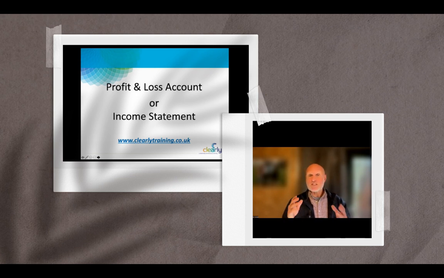This one, though, is all about the profit and loss account, or as it's also known, the income statement, just to give you a little bit of a heads up on what goes into a profit and loss account, what it tells you, what the different sections are all about. So let's go and have a look at that.